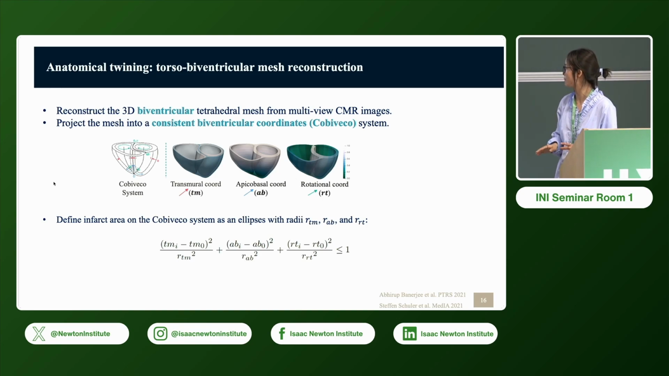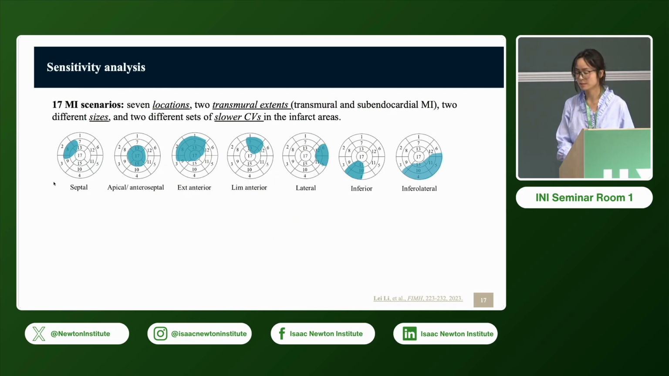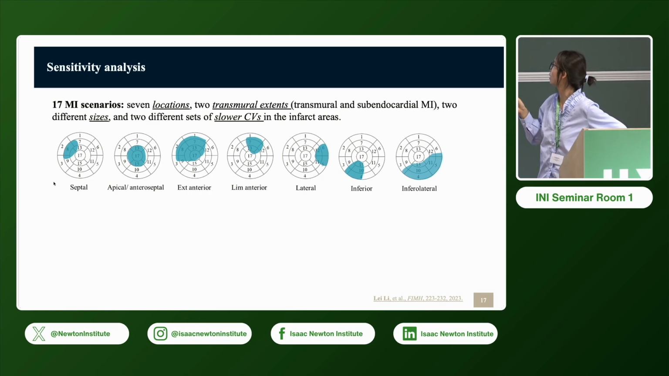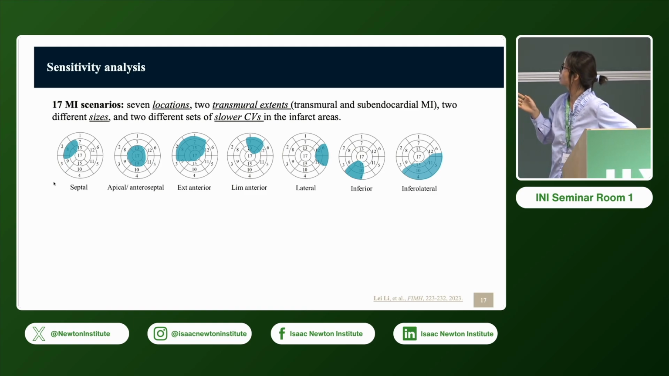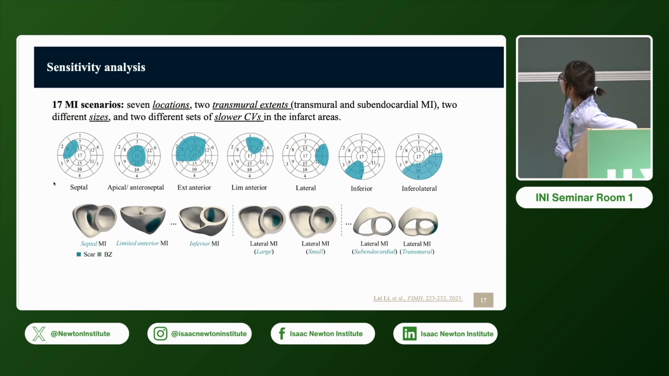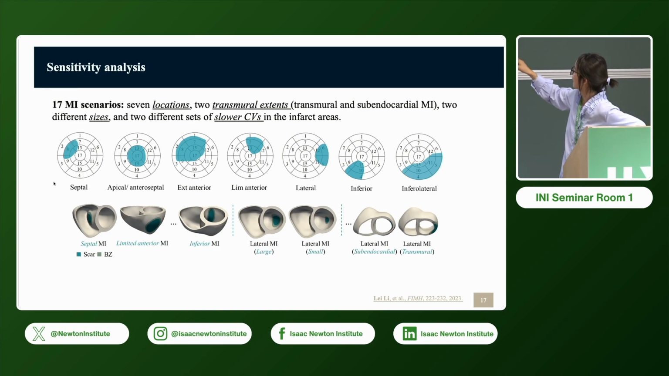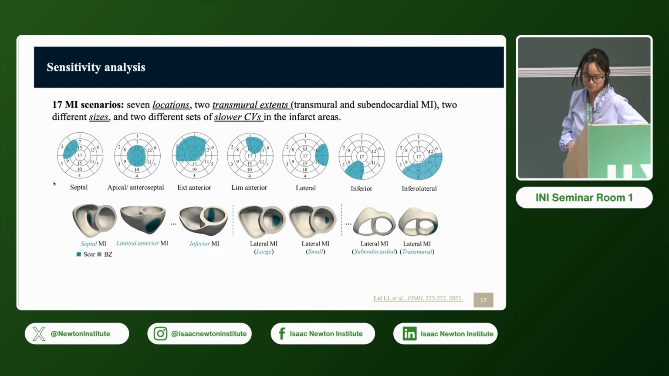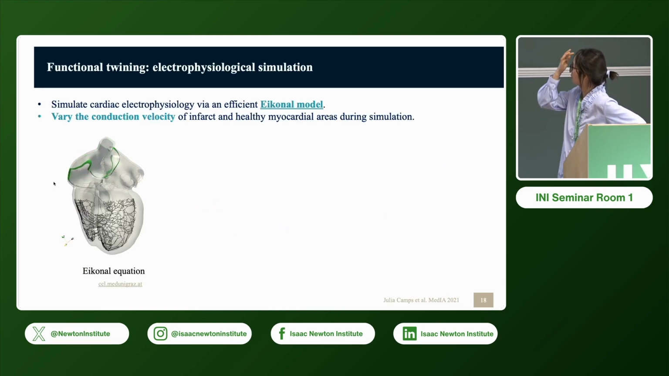For example here, I did a sensitivity analysis. I considered different scenarios by varying the myocardial infarction location, size, and also the transmural extent. So here is an example. We consider different locations, different sizes, and different transmural extents. So this is the anatomical twin, and the second thing is the functional twin.